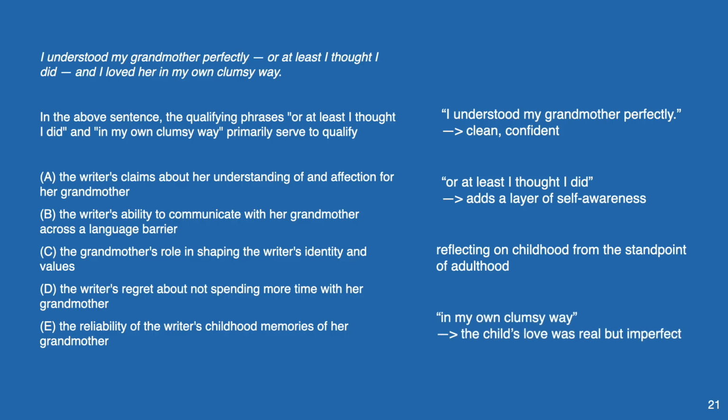Same thing with "I loved her in my own clumsy way." She's not qualifying whether or not she loved her grandmother. She absolutely did. She's qualifying how. The love was real but imperfect, the way a child's love often is. The correct answer is A. The phrase modified the writer's claims about her understanding of and affection for her grandmother.